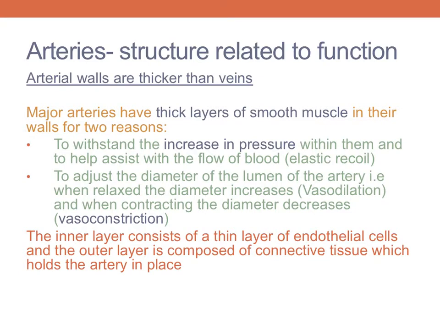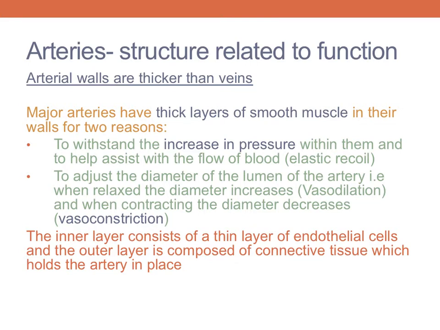How their structure is related to their function is really about those thick walls and the smooth muscle. So major arteries have a thick layer of smooth muscle in their walls for two reasons. One is there is very high pressure from the heart to the cells. So that helps them assist with the flow of blood.